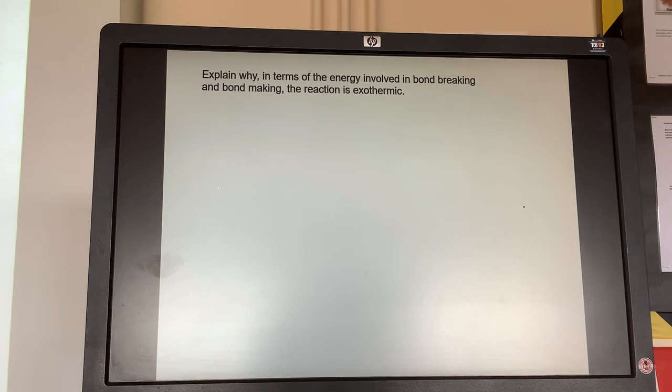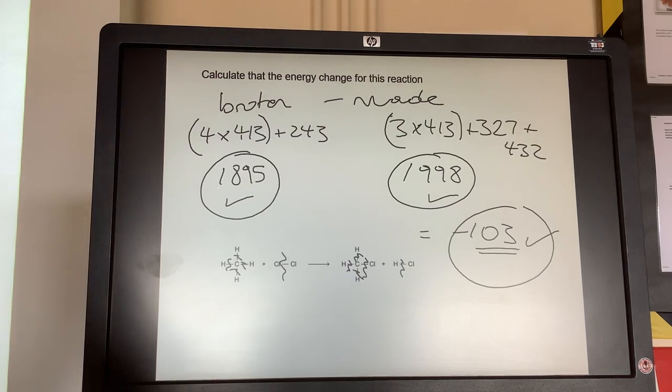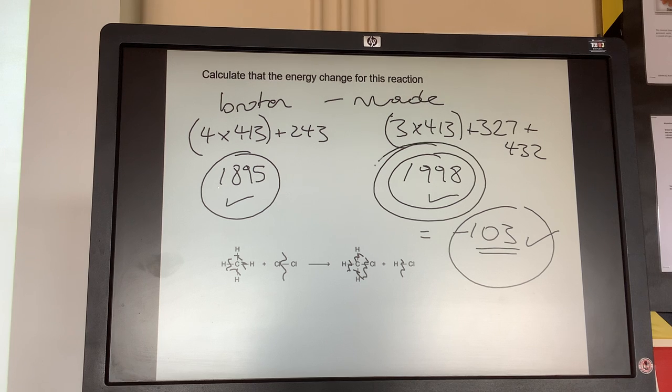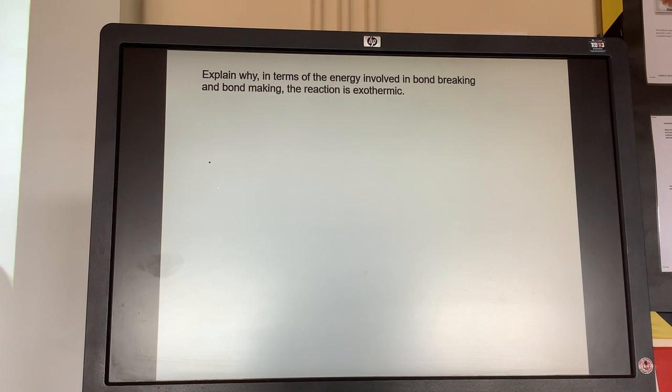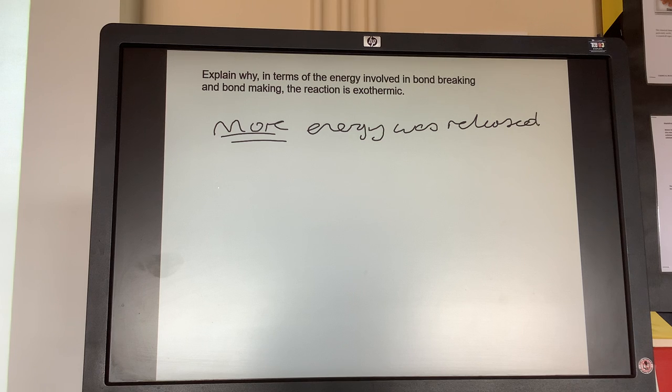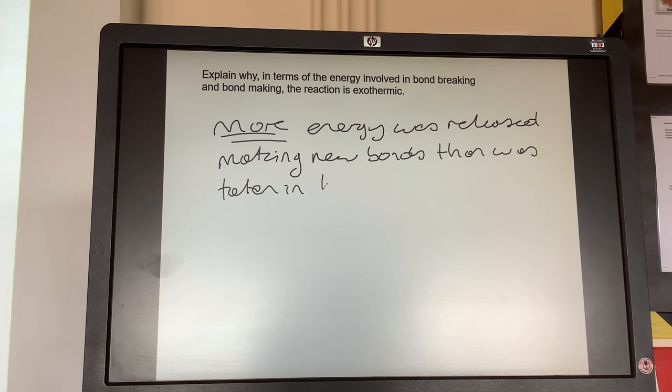Why is this reaction exothermic? Well, if we look at the numbers, it's clear to see. This number here, the bonds made, is a bigger number than the bonds broken. We've got to make sure we get our sentence correct. So why is it exothermic? Because more energy was released, making new bonds, than was taken in, breaking bonds. Sorry about the pen, you've seen that before though.